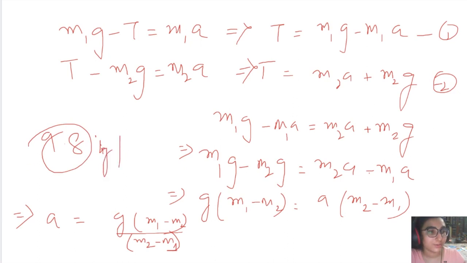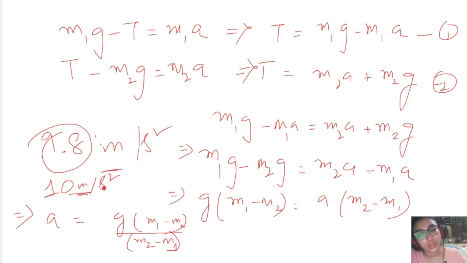Sorry, what am I doing? Meters per second square. Yeah, but in some cases, for getting a whole number, we also use 10 meter per second square. Okay, so anyway, that's not important here at this point.